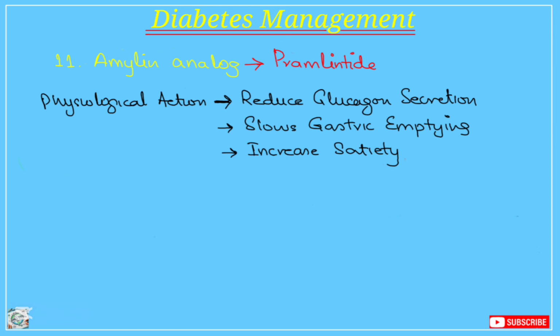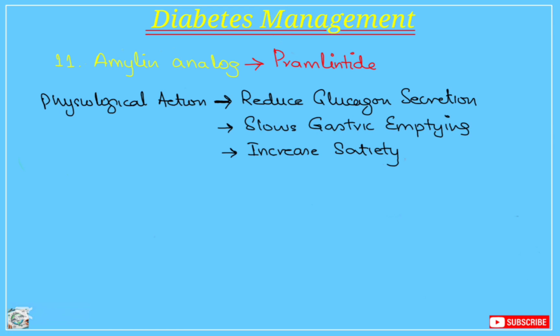In addition to its effect on glucagon, pramlintide also slows gastric emptying, which helps reduce the postprandial blood glucose spikes by preventing the food from moving too quickly through the digestive system. This effect, combined with an increased satiety, helps the patient feel fuller for longer and can aid in the weight management, which is often beneficial for type 2 diabetes management.